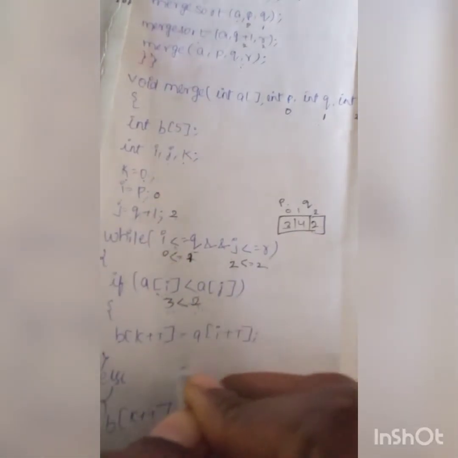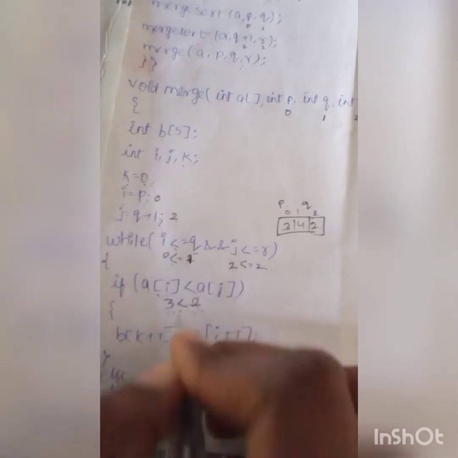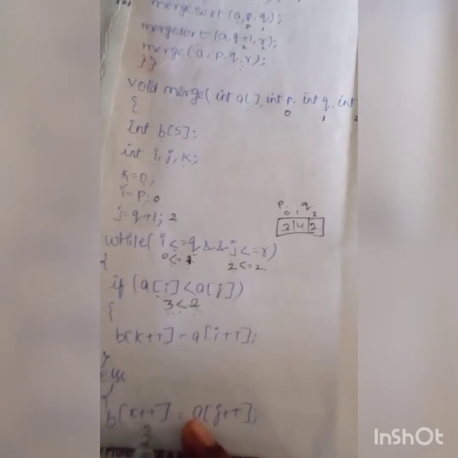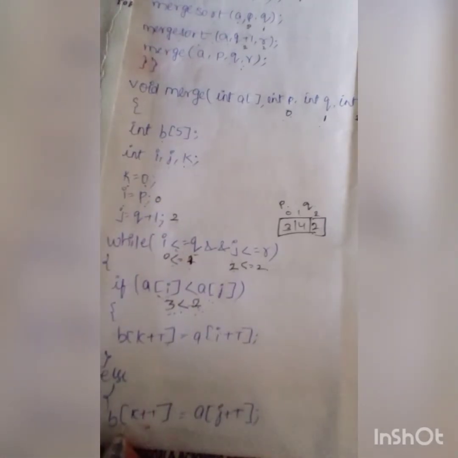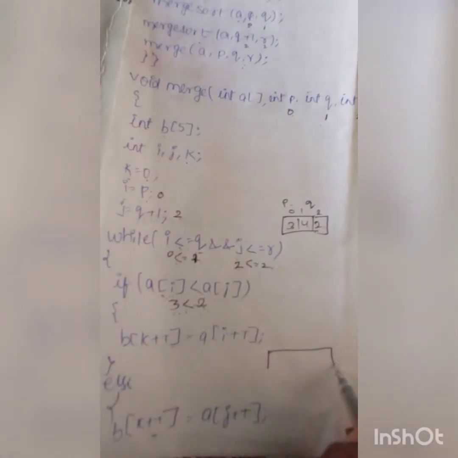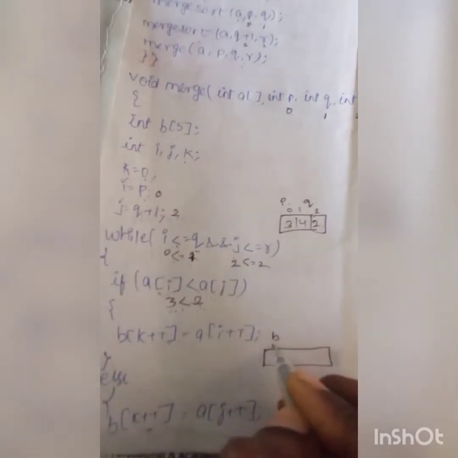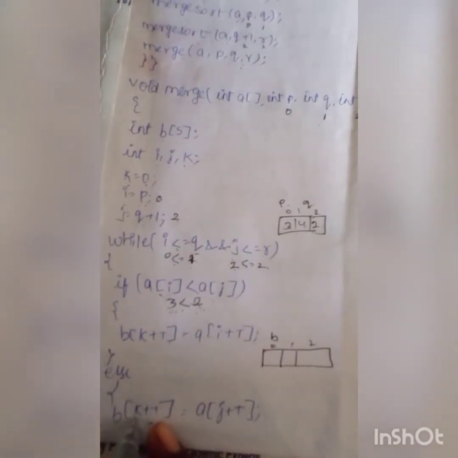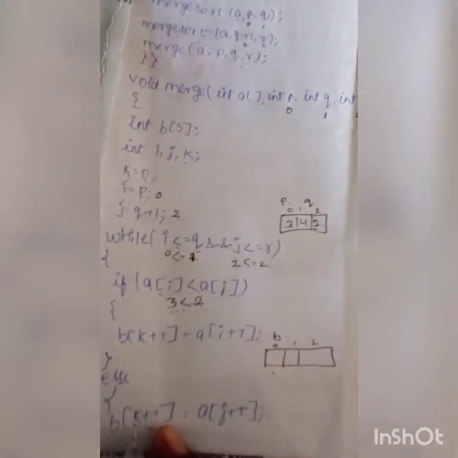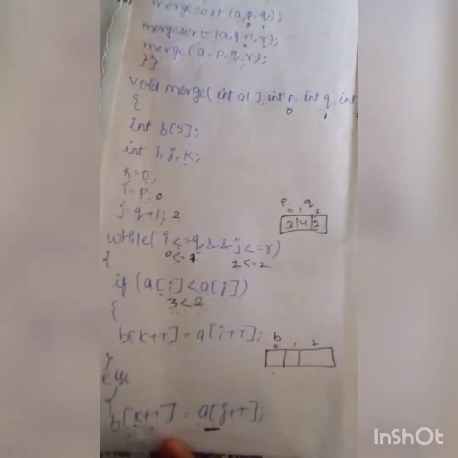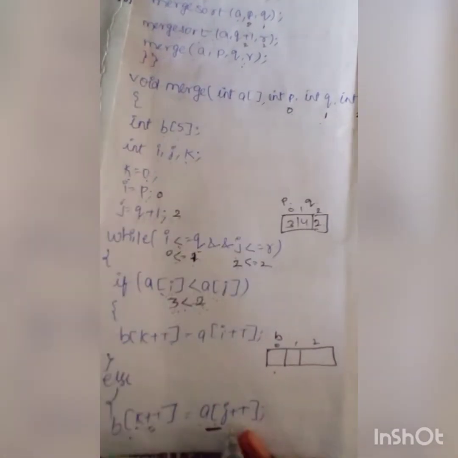Condition satisfied? No. If the condition is not satisfied, control will never enter the if block. It goes to the else block. In the else block what am I writing? b[k++] = a[j++]. It indicates that I am creating a dummy array b with locations 0, 1 and 2. Initially k is what? 0. So whatever value you have in a of j, you have to store in b of k. Later increment k, increment j.